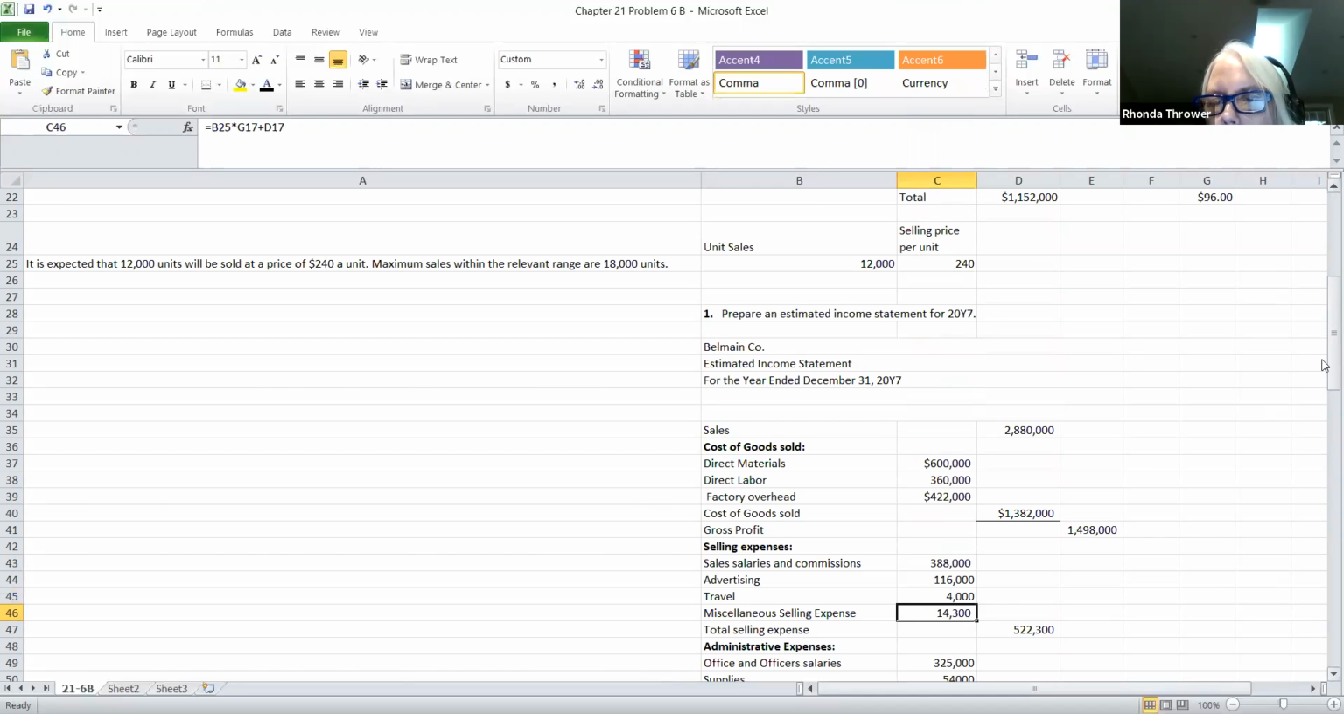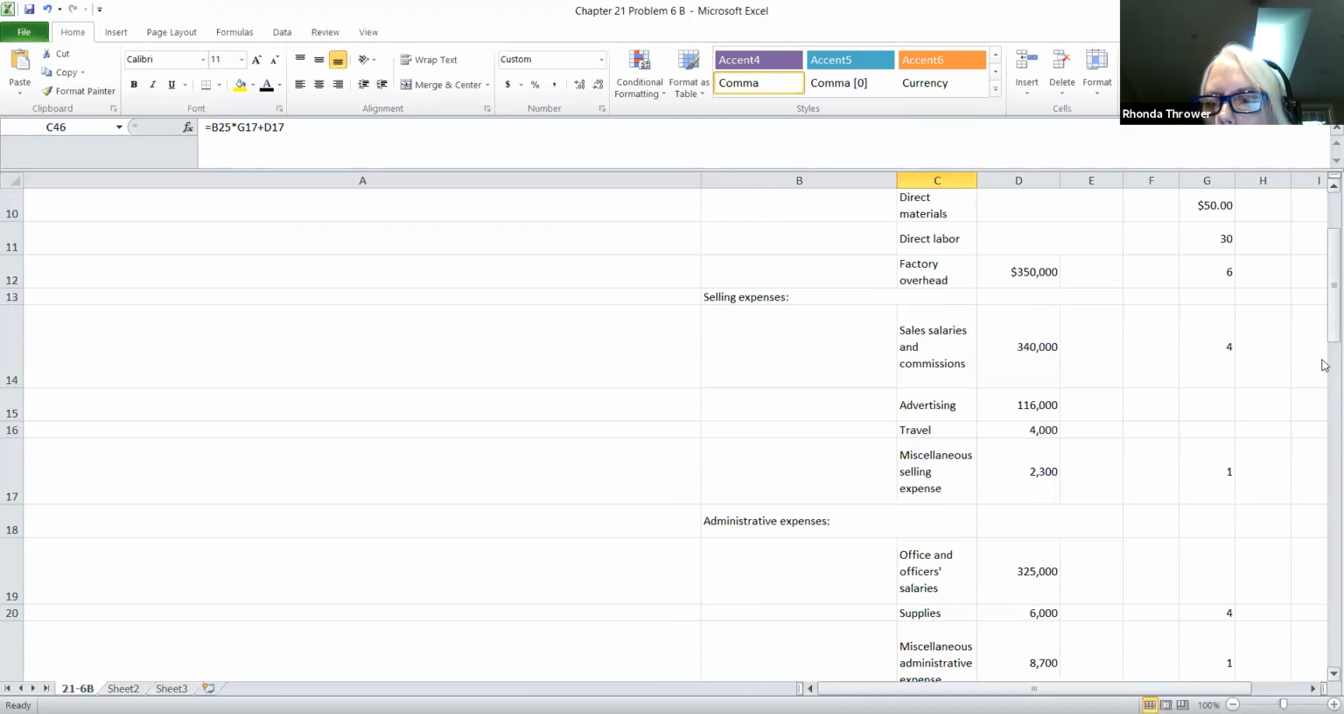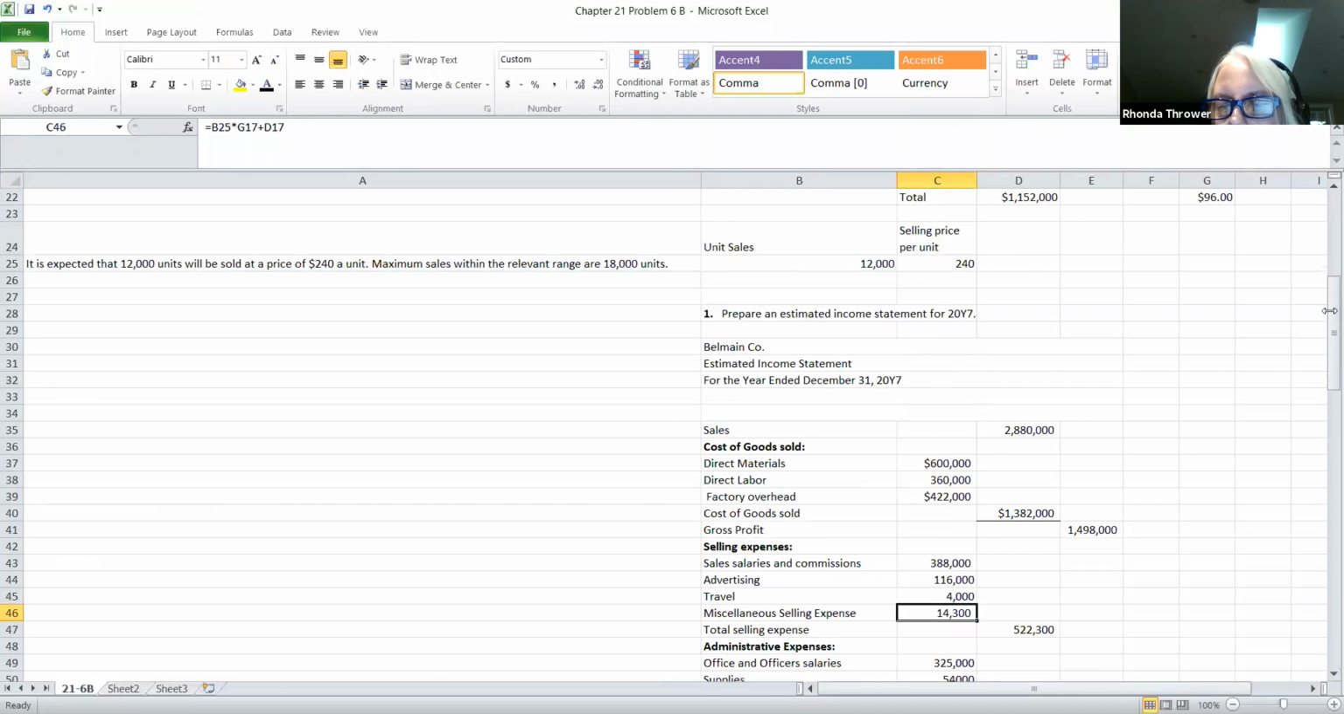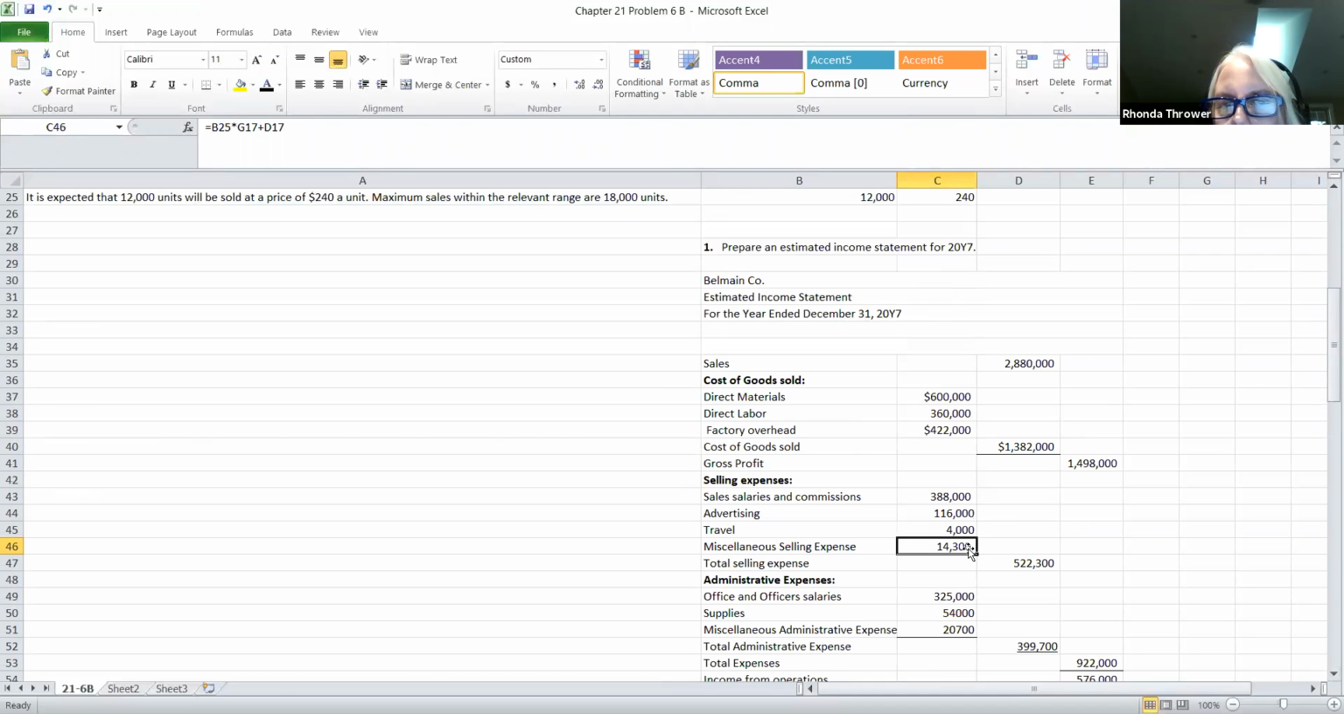For your miscellaneous selling expense, you had a variable cost of $1 per unit sold. So 1 times the number of units sold of 12,000 gives you total variable cost of 12,000. And then you got to add back to it the fixed cost, and that will give you 14,300. Then you're going to total up your selling expenses.